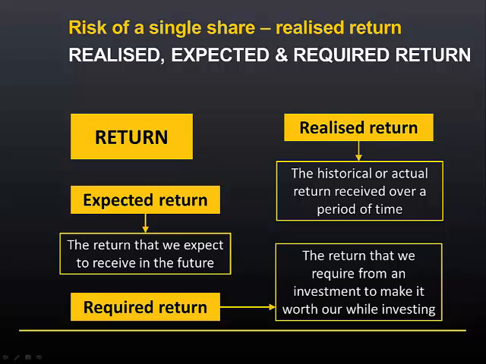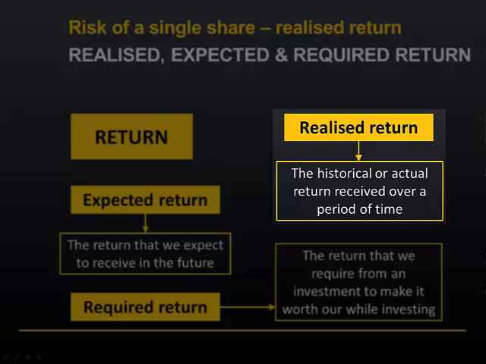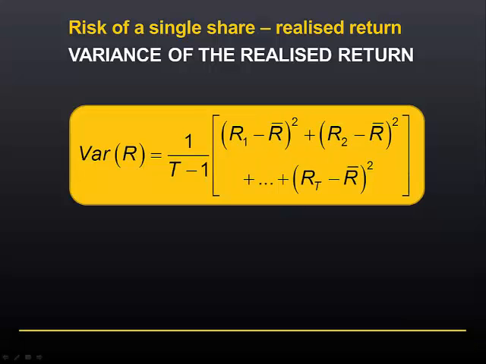In the first module of this topic, we saw that there are three different types of return: realized return, expected return, and required return. In this module, we're going to focus on the risk or variability of the realized returns from an investment in a single share. This is the formula for the variance of the realized return.